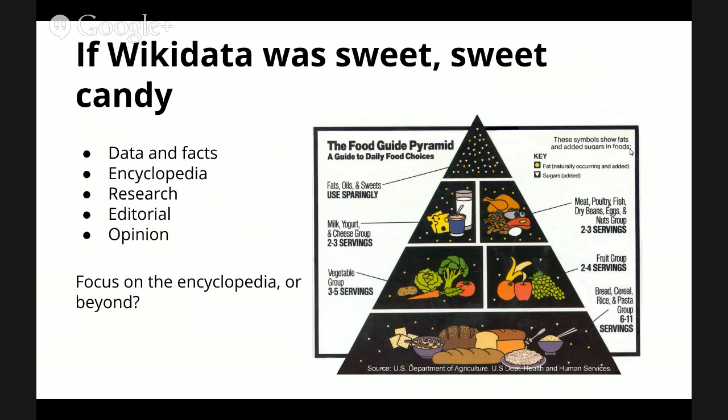Eric likes this. So when I first started conceptualizing this, I was thinking about it as a kind of food pyramid, right? If we think of knowledge as a pyramid where the cold facts and the formulas are on the top, and opinions are on the bottom, we live somewhere pretty close here. Right? So we go from data and facts to encyclopedia, research, editorial, and opinion.